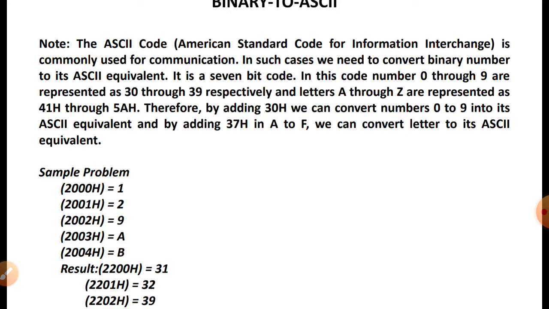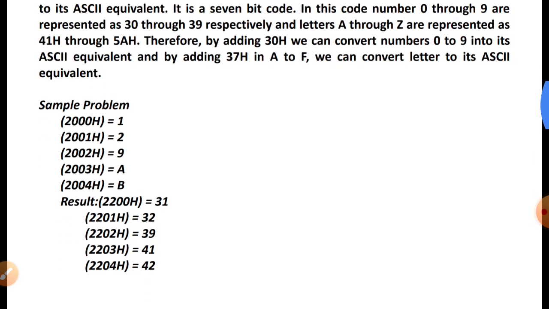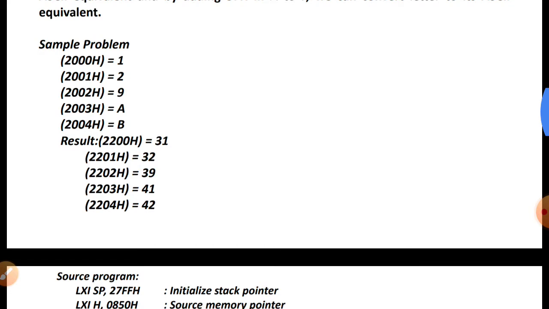But if the letter is from A to Z, it is represented by 41H to 5AH. Therefore, if the numbers are from 0 to 9, we have to add 30, and if the number is greater than 9, that is A, B, C, D, E, F, we have to add 37. Some examples have been shown. If the number is 1, the ASCII code will be 31. If the number is 2, its ASCII code will be 32. If the number is 9, the ASCII code will be 39.